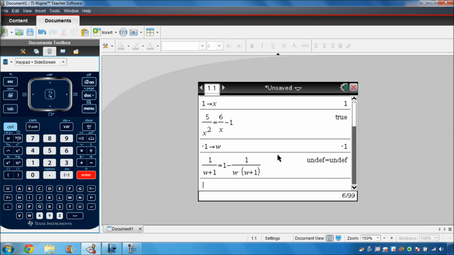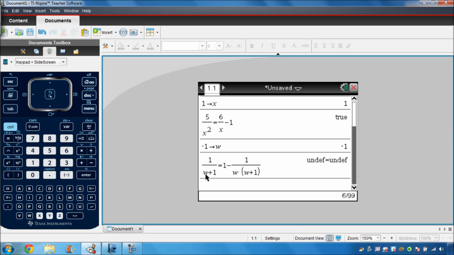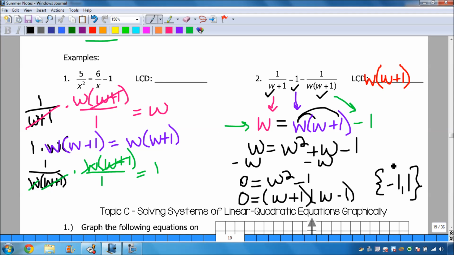You end up getting undefined equals undefined because if w is -1, this denominator is 0, and then I get 1 over 0, which is impossible. Which means that my answer of -1 right here must be omitted. It does not work.